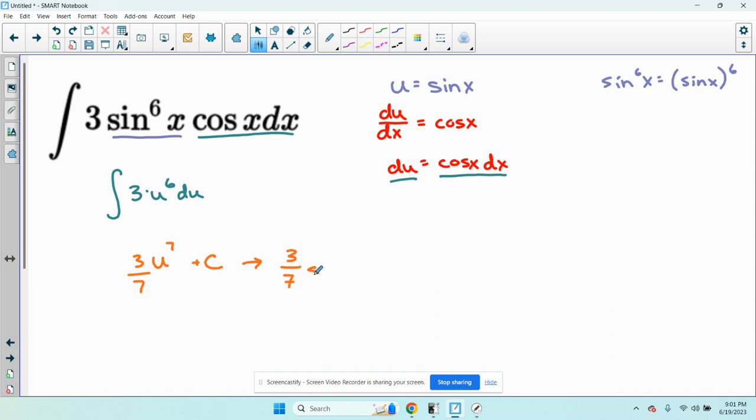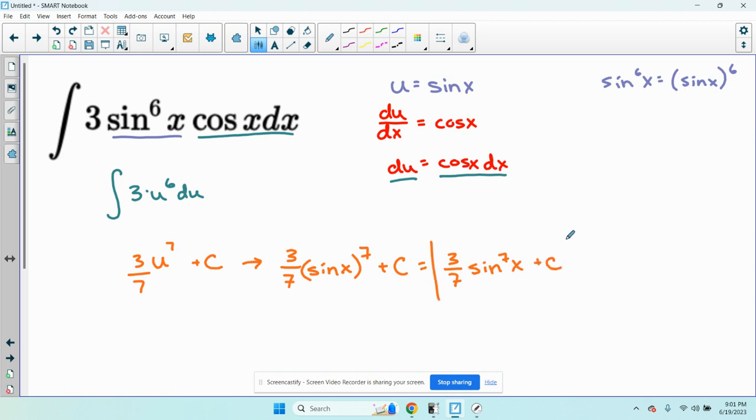So this is going to be 3/7 sine of x to the seventh power plus c. Or if you want, you can make it a little nicer and kind of write it the way they have here. This is 3/7 sine to the seventh x plus c.